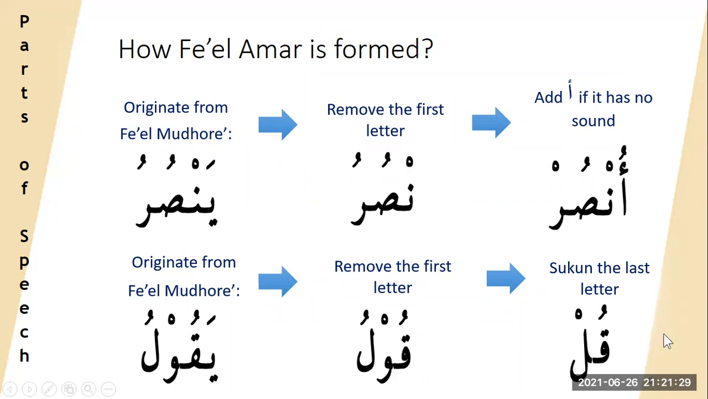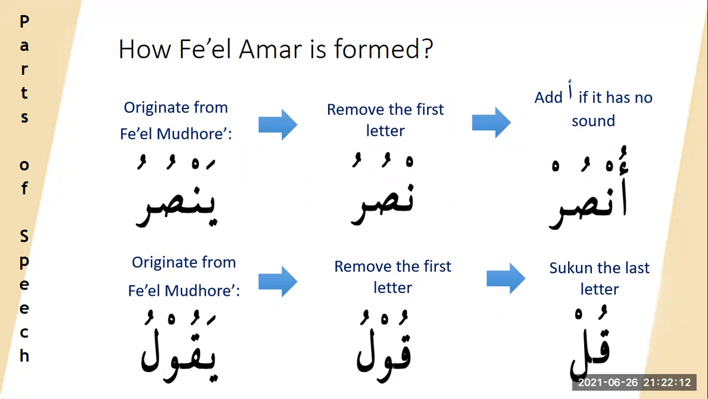So there are a few fi'l amr that don't begin with a hamza. Like yusabbihu, the fi'l mudhari for you praise God or glorify. You remove the ya, you become sabbih. That's why you have sabbih isma rabbikal a'la. Okay, there's a command verb. There are two forms of command verb: one that begins with a hamza, or the one that does not. But the last letter must have a sukun for singular. For plural, of course, you have waw alif.